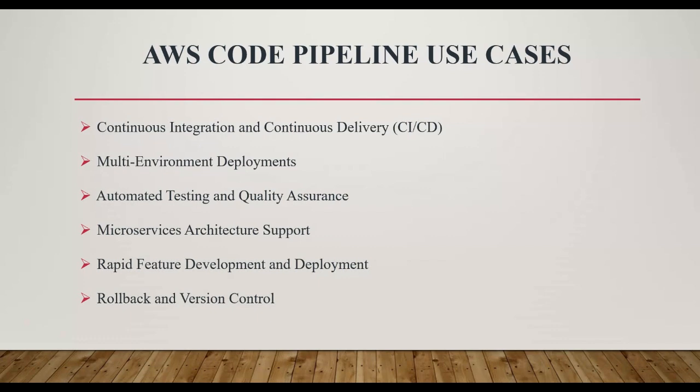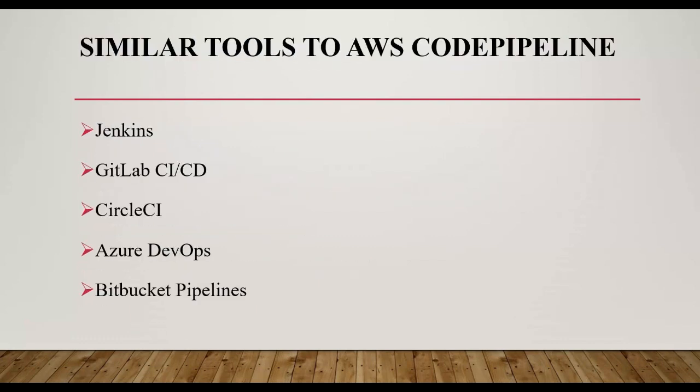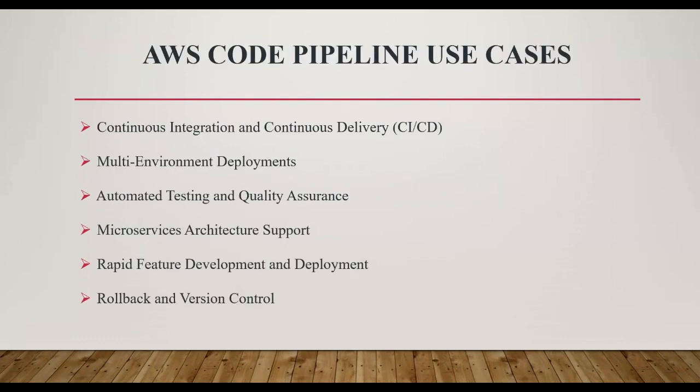The next is rollback and version control. With CodePipeline, you can roll back to a previous version if issues arise during the deployment. This makes it easier to maintain stable and reliable application versions in production by swiftly reverting to a prior stage. And also in the other use cases, its integration with third-party tools, like it integrates with popular developer tools like GitHub, Jenkins and also Bitbucket, allowing teams to use their preferred code repositories and CI/CD tools. So these are all the use cases of CodePipeline.